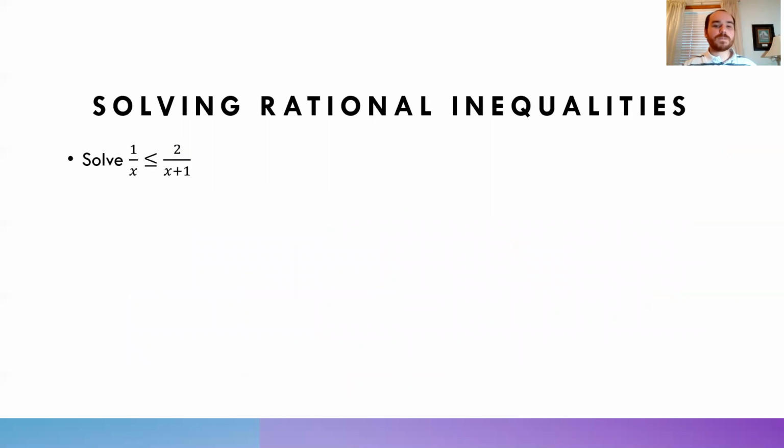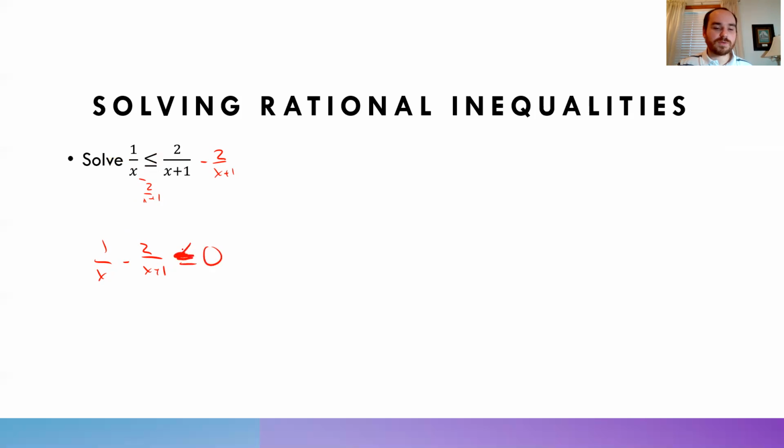Okay. This one is a little bit trickier. We have 1 over x is less than or equal to 2 over x plus 1. Now, in order to do this, first we want to set these on the same side. We're going to do that by subtracting this whole gross thing from each side, 2 over x plus 1. So we get 1 over x minus 2 over x plus 1 is less than or equal to 0.